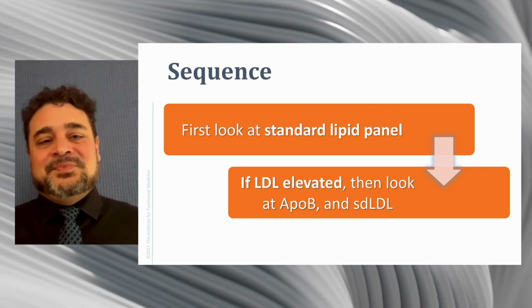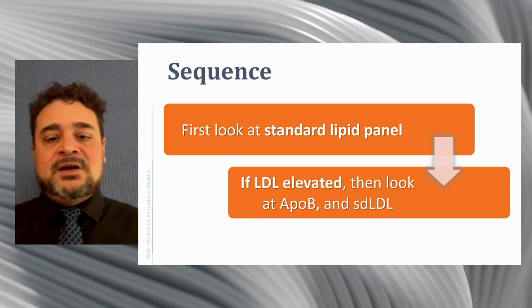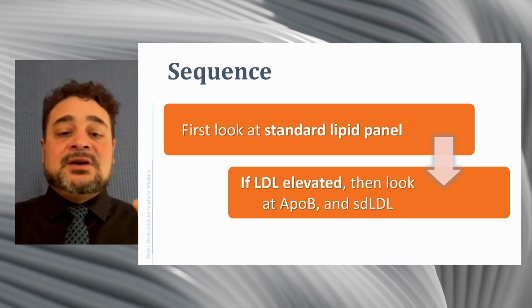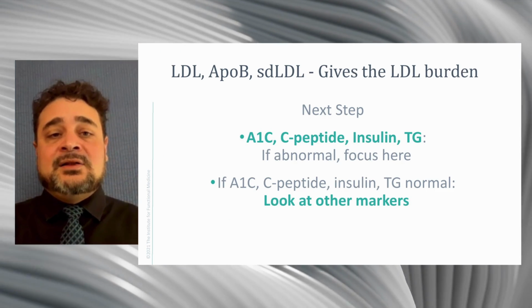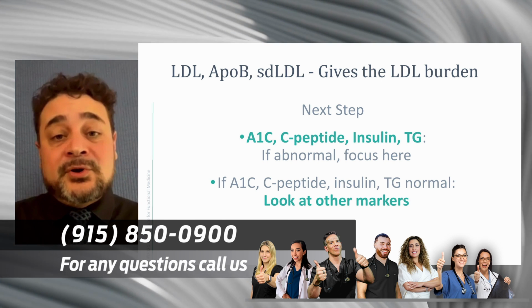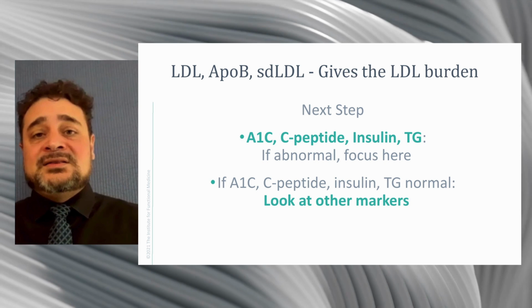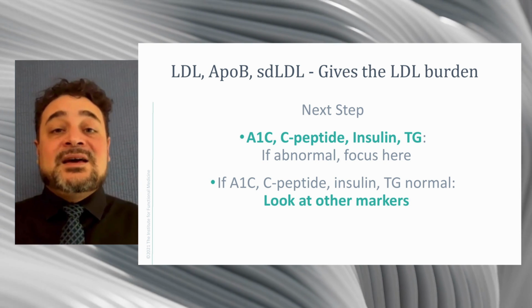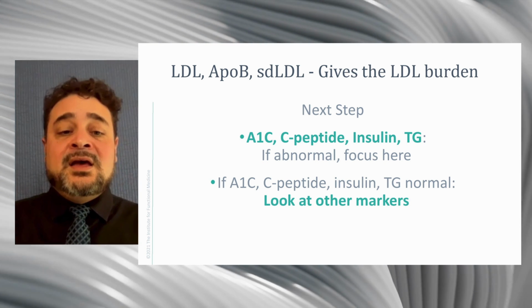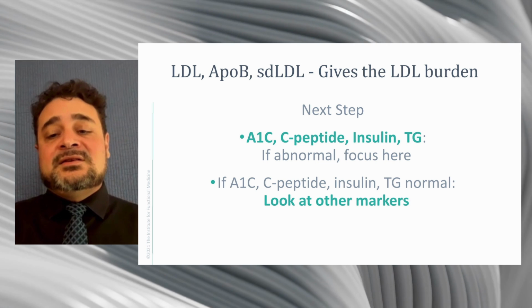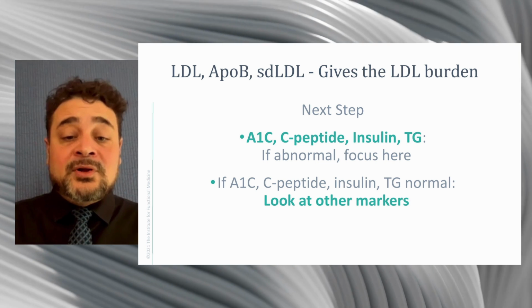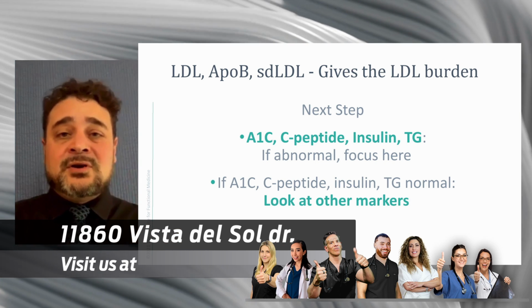My sequence: I look at a standard lipid panel, and if the LDL is elevated, then I'm going to look at ApoB and small dense LDL. That's going to tell me the LDL burden. The next step, I'm going to look at A1C, C-peptide, insulin, and triglycerides. And if that's abnormal, that's where I'm going to focus. If A1C, C-peptide, insulin, and triglycerides are looking normal, then I'm going to look at other markers or other clues.